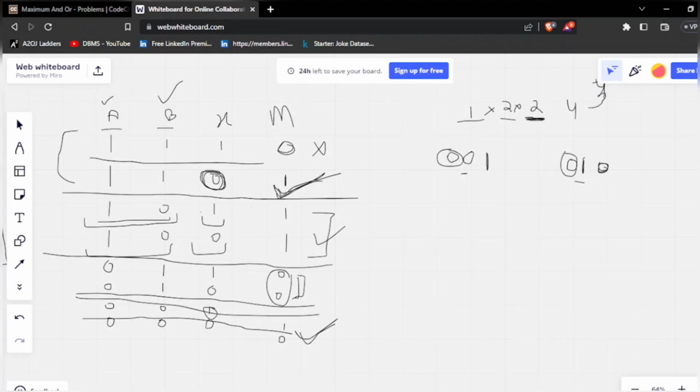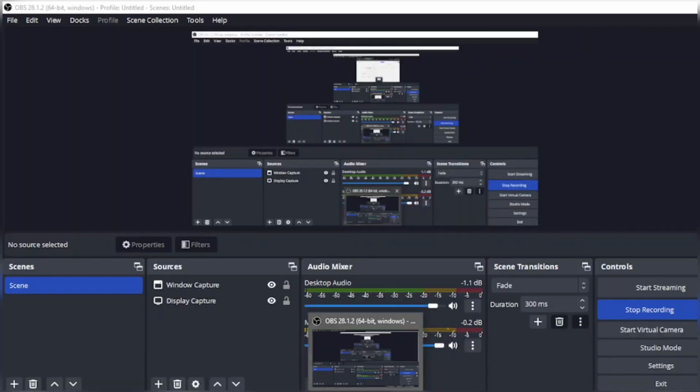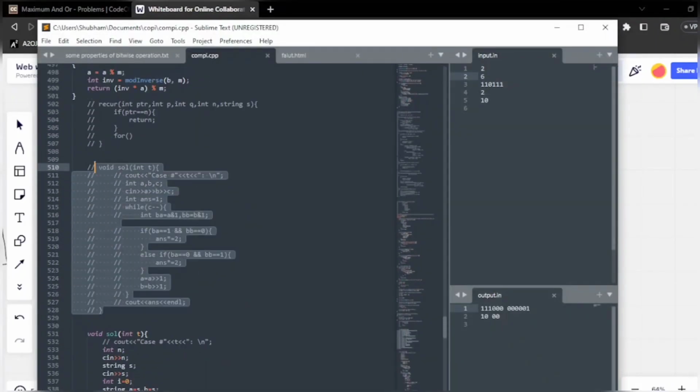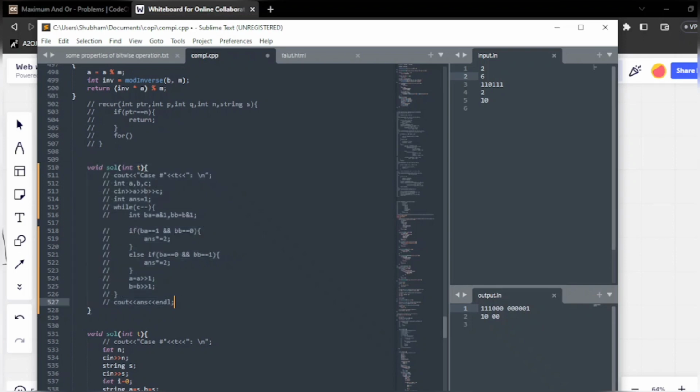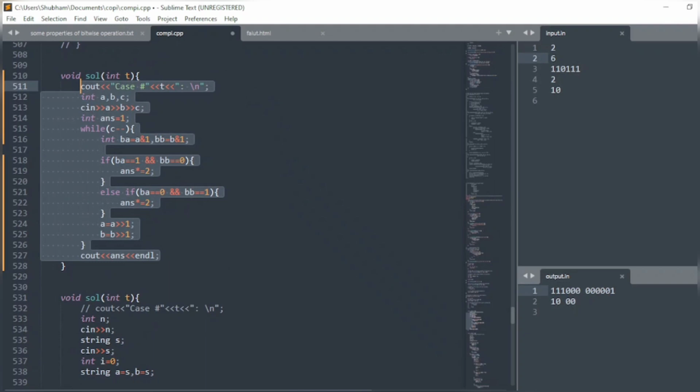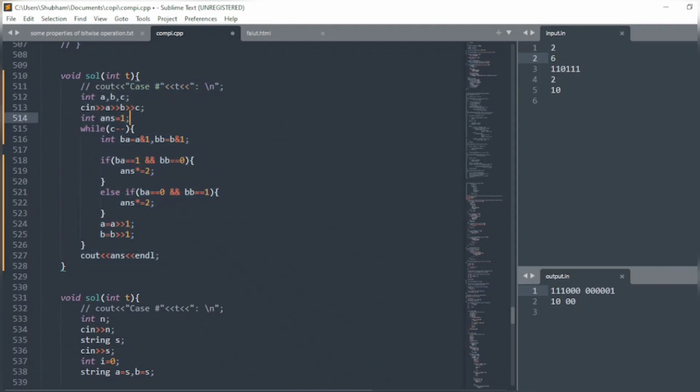What we can do is I can show you the code part. So this is the code for the problem. What I have done is I have taken input a, b, and c, and answer as 1. So they can only be c bits, so I've made this loop run c times.